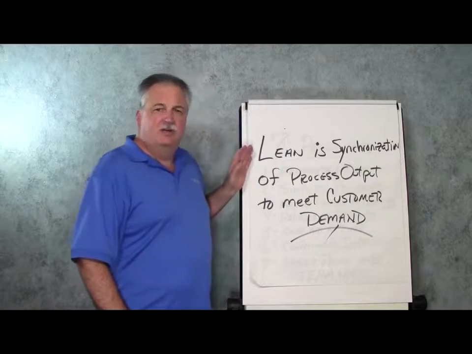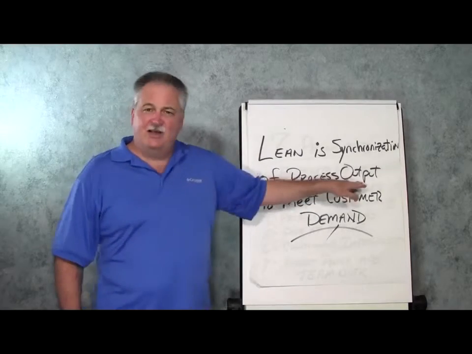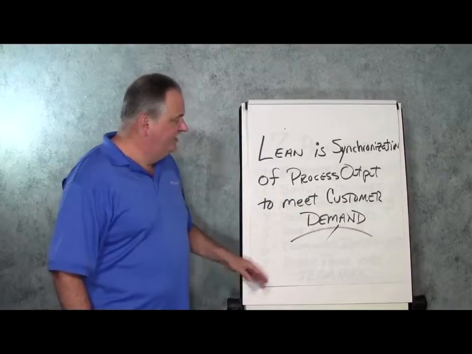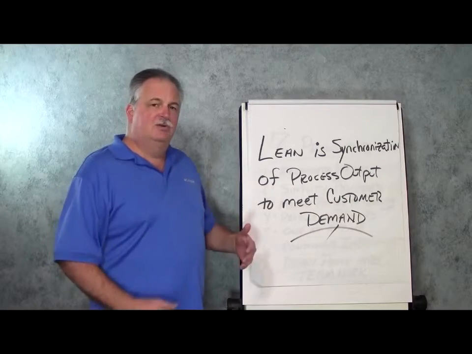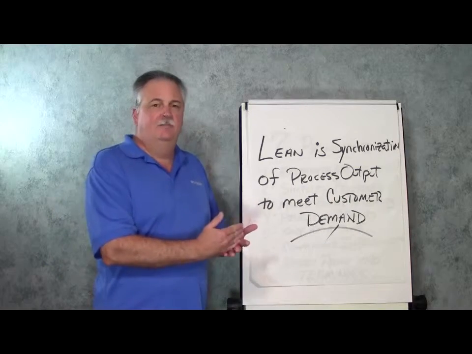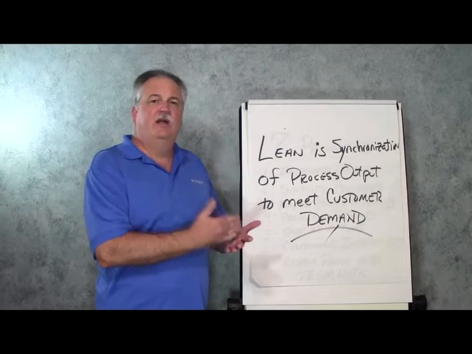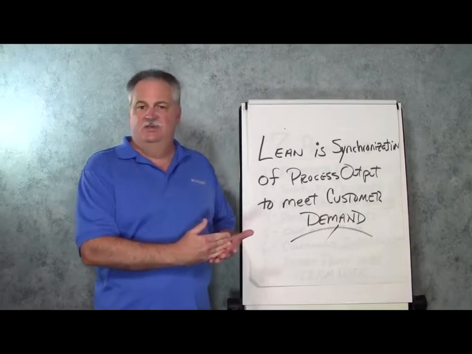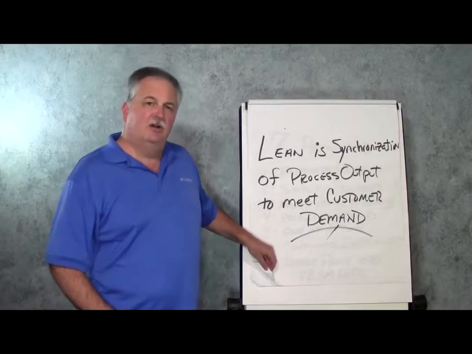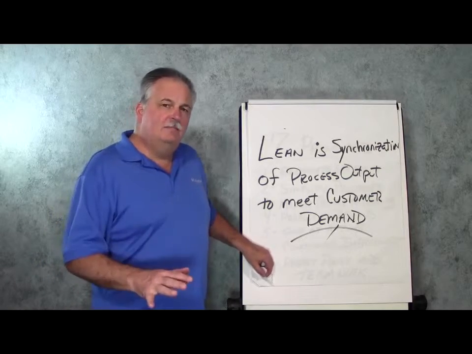Lean is the synchronization of process output to customer demand. That's all it is. Making sure that we make the right stuff at the right time to deliver to the customer at the rate and frequency with which they want to receive it. That's what Lean is all about. Anything other than that is waste.